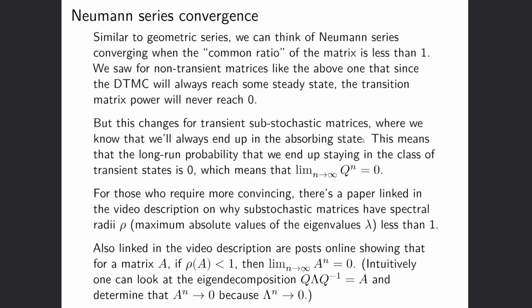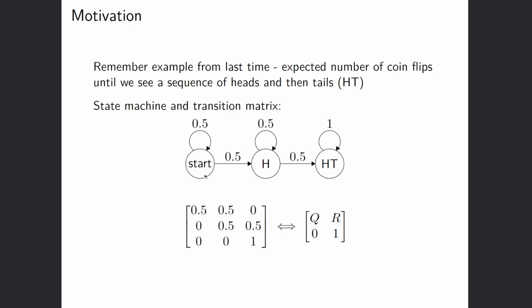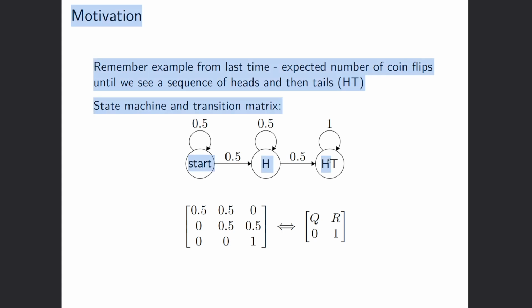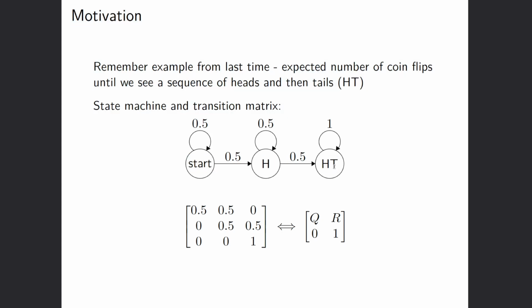So in our original example here, we are always going to end up in HT. Eventually we'll always end up in HT, but we'll always see heads and then tails. It's just law of large numbers and whatever. The probability is going to go to 1, and we're always going to end up there. So we're always going to be leaving this transition matrix, right? So the probability that we stay here in the long run is always going to go to 0. So that's the intuitive explanation of why that's the case. So, why Q to the n is going to go to 0.